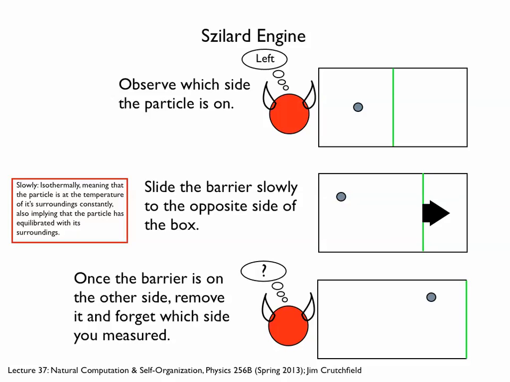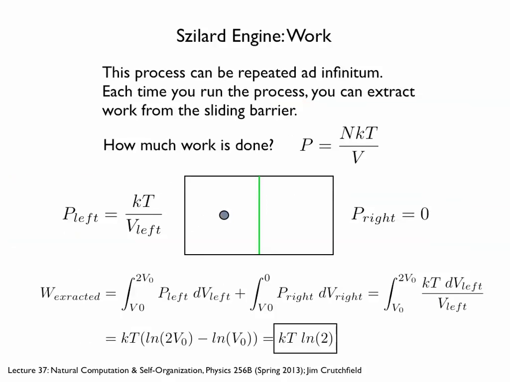And once you've forgotten your measurement, you can repeat the process. So we couldn't evaluate this for the Maxwell's daemon, but let's talk about the work that the Szilard engine does. You can do this over and over, but for one step, you have this work.